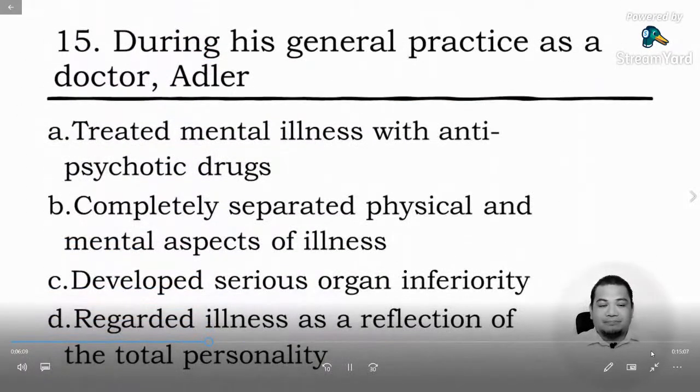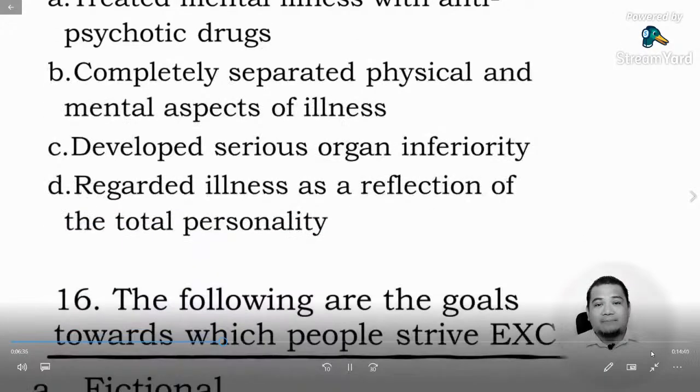Number 15. During his general practice as a doctor, Adler A. Treated mental illness with antipsychotic drugs. B. Completely separated physical and mental aspects of illness. C. Developed serious organ inferiority. Or D. Regarded illness as a reflection of the total personality.